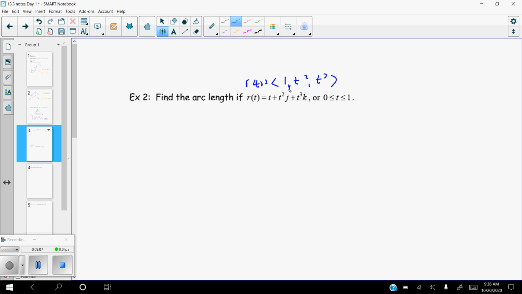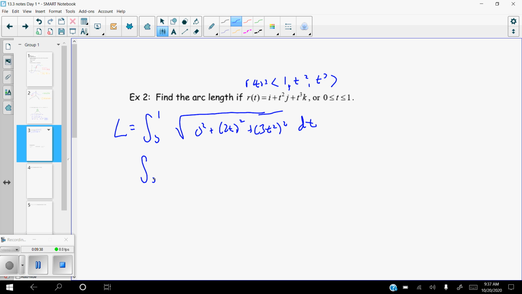All right, so we need to find the arc length from 0 to 1. dx dt, well, that's 0. Derivative of 1 is 0. So 0 squared. dy dt is going to be 2t, so we'll have 2t squared. dz dt is 3t squared, so 3t squared squared dt.